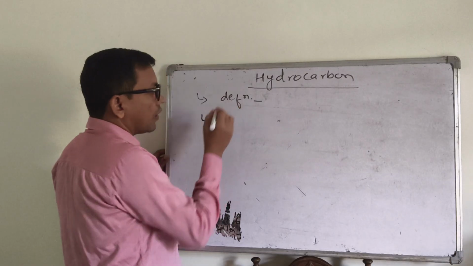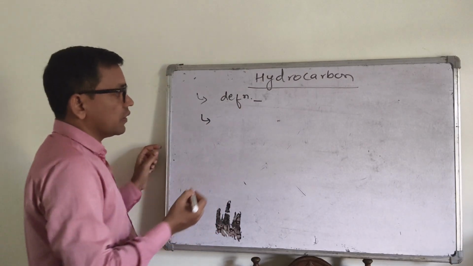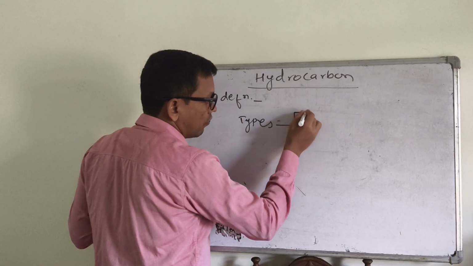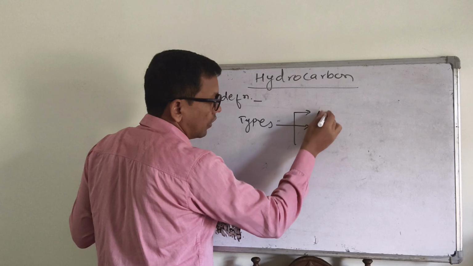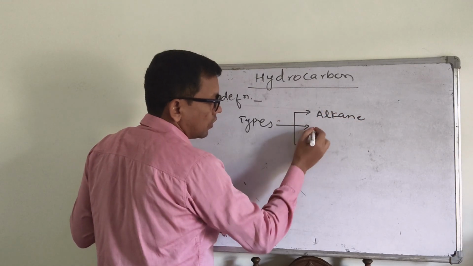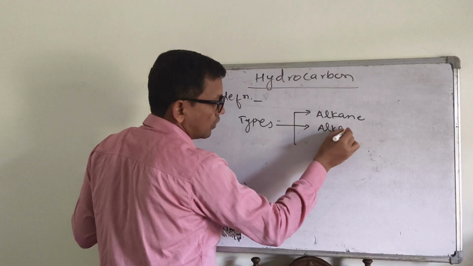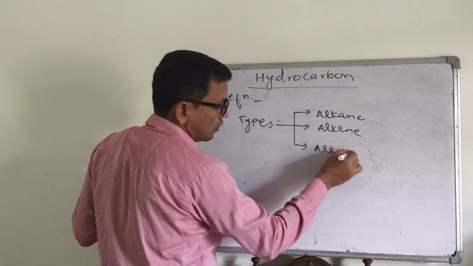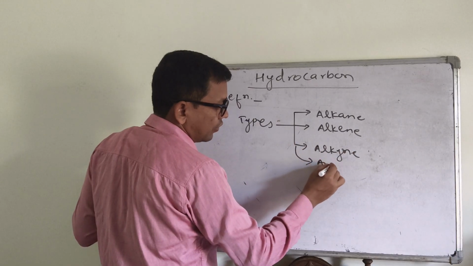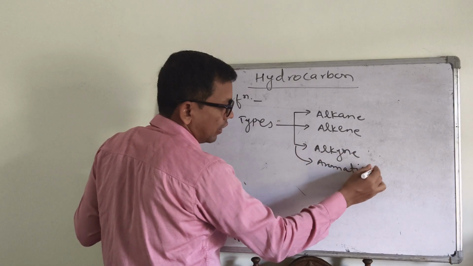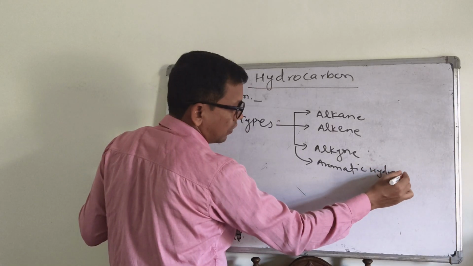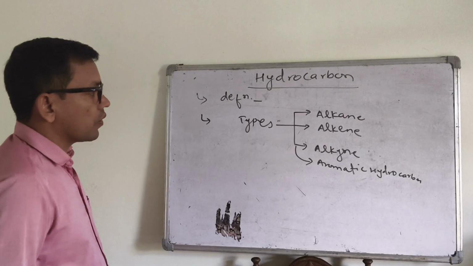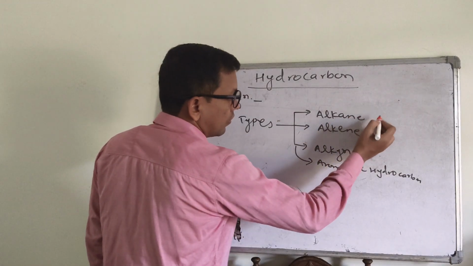Hydrocarbon is basically divided into three types. First one is alkane, second one is alkene, third one is alkyne, and aromatic hydrocarbon. Hydrocarbons are either aliphatic hydrocarbon or aromatic hydrocarbon. Alkane, alkene and alkyne all belong to the aliphatic hydrocarbon.